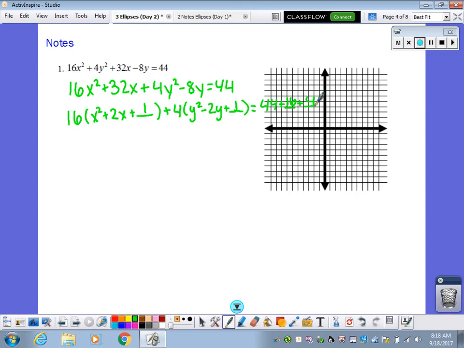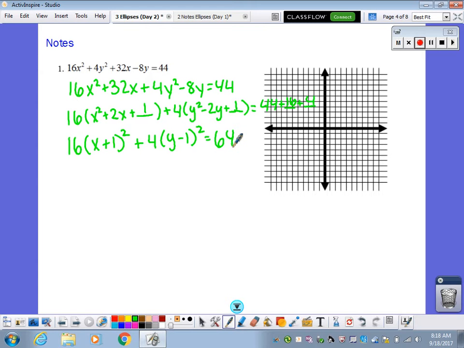Now we can write this in standard form. So we're going to want to factor this. We can square root this, take this sign, which is going to make this a little bit easier for us. So this is going to factor to be x plus 1 squared plus 4 times y minus 1 squared is equal to 44 plus 16 plus 4 is 64.